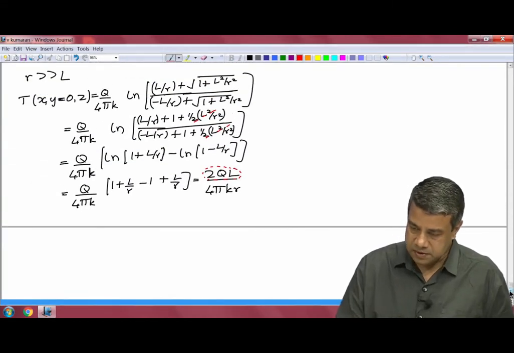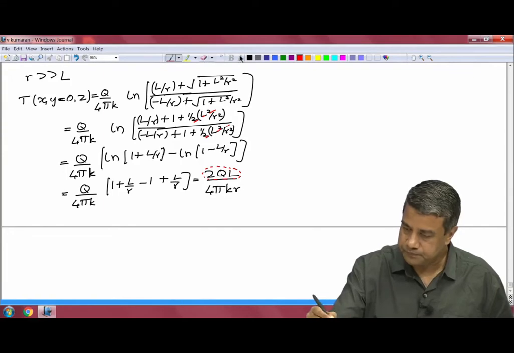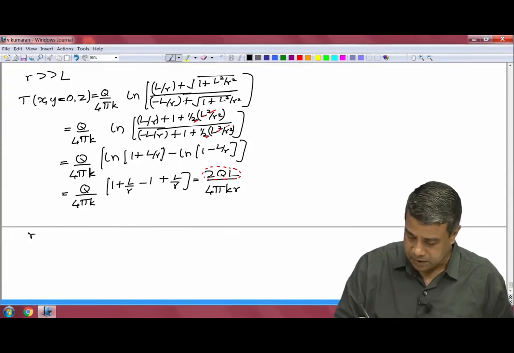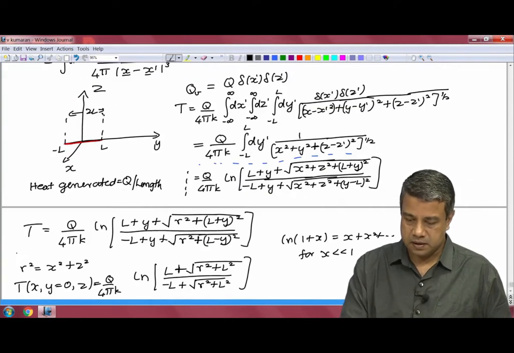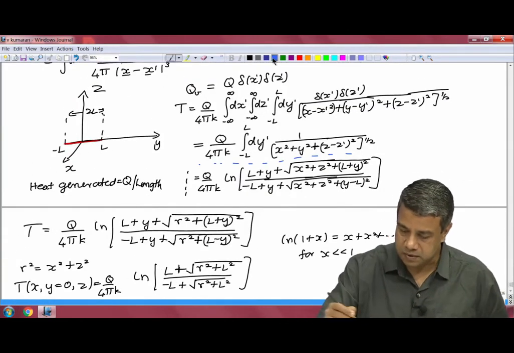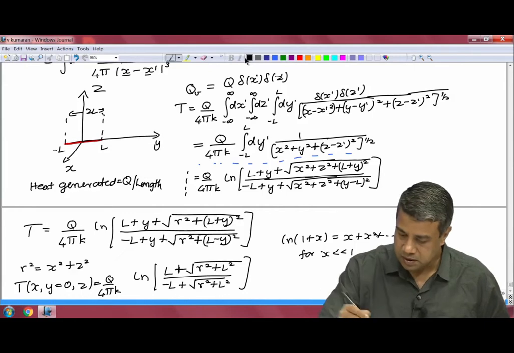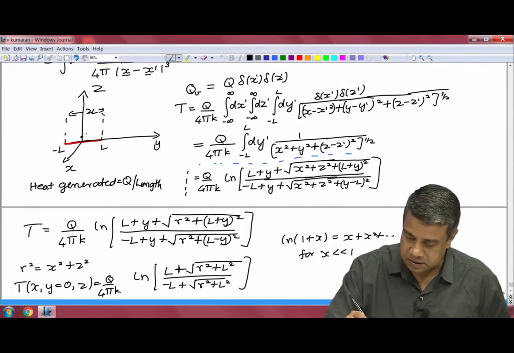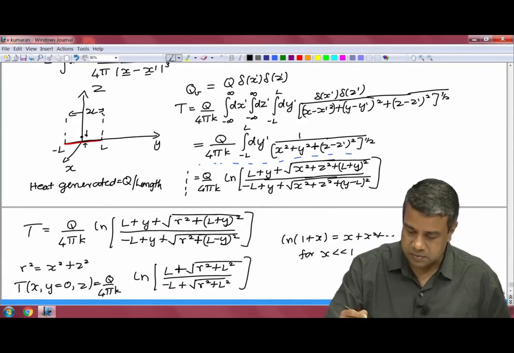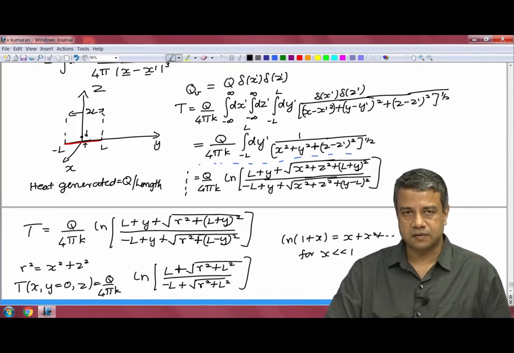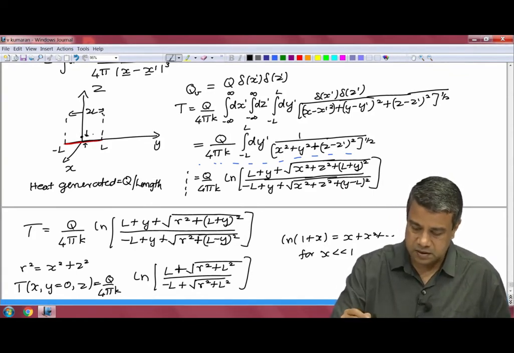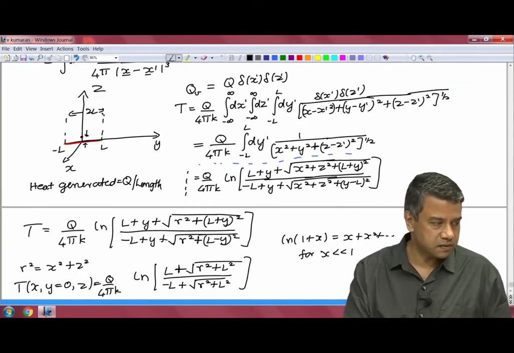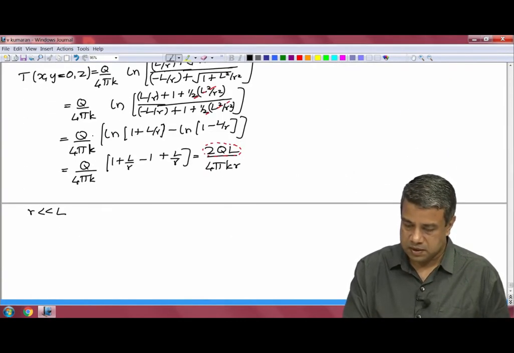What about the opposite limit? R much less than L. When you are sufficiently close to the wire, the observation point is sufficiently close that this distance is much smaller than the length of the wire. Then what is the temperature field?